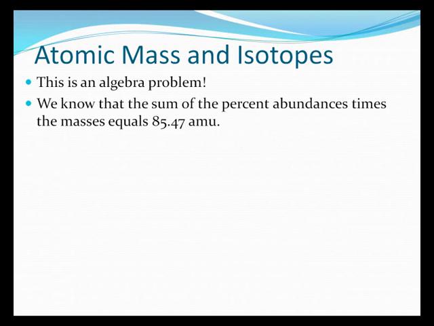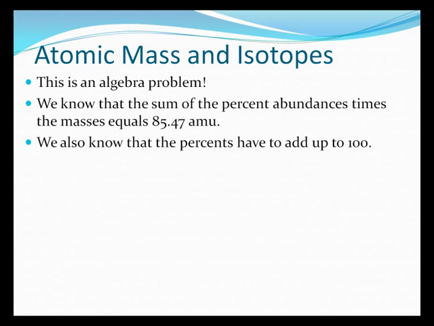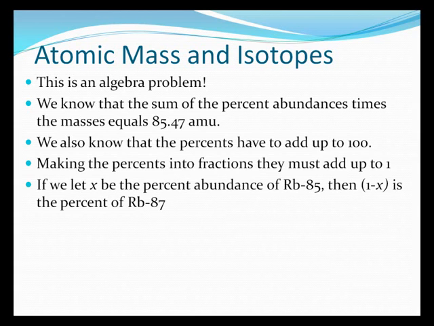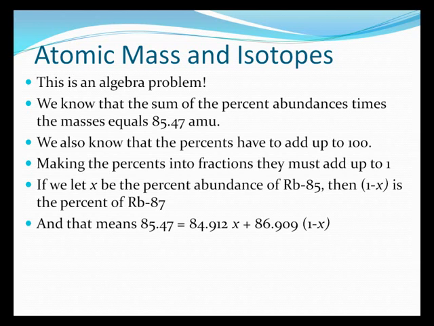You see, we know that the sum of the percent abundances times the masses of the individual isotopes has to equal 85.47 AMU. We also know that the percents have to add up to 100. Or if you do the percents as decimal fractions, those decimal fractions have to add up to 1. So if we let x be the percent of rubidium-85, then 1 minus x is the percent of rubidium-87. And as I said, it's an algebra problem.